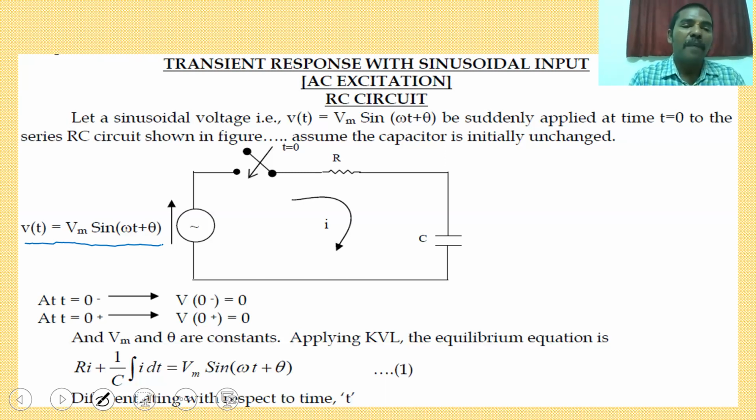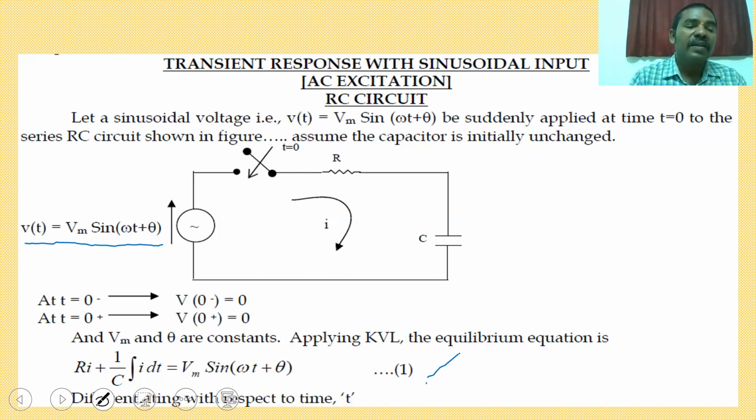Then apply KVL for writing the equilibrium equation. The voltage drop across the resistor is R into i, the voltage drop across the capacitor is 1 by C integral i dt, and the applied voltage v of t is Vm sin(omega t plus theta). So that is your first equation: Ri plus 1 by C integral i dt is equal to Vm sin(omega t plus theta).